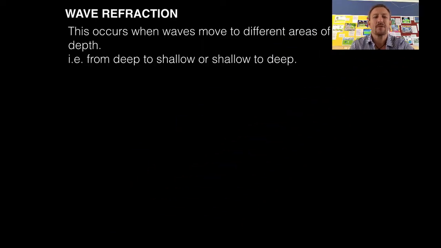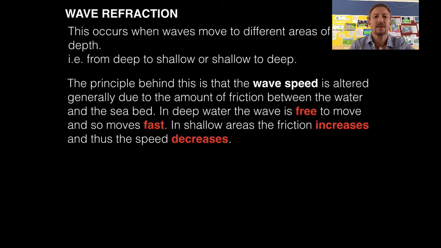So basically, wave refraction occurs when a wave moves in water through different areas of depth, either from deep to shallow or shallow to deep. Now the key thing to understand is that as it moves from a deep water area to a shallow area, the wave speed is going to be altered. And this is altered due to the friction which is generated between the seabed and the water itself.